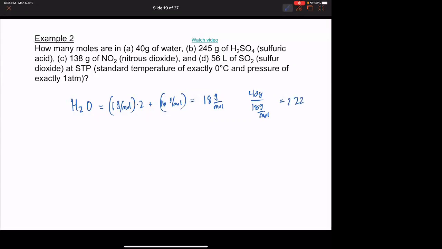2.22 grams, moles, sorry, moles. 2.22 moles.